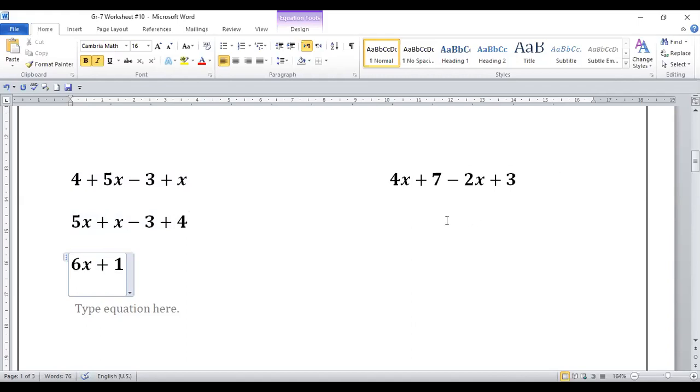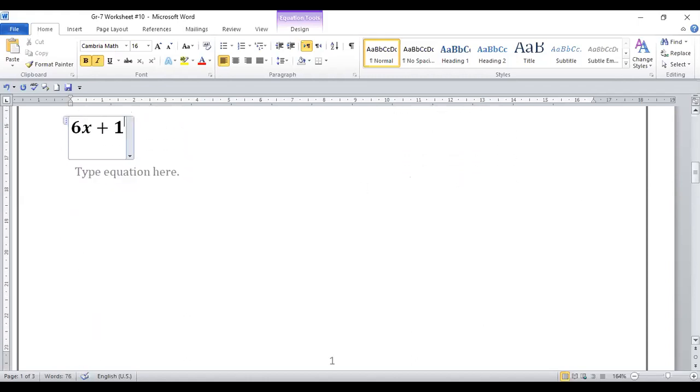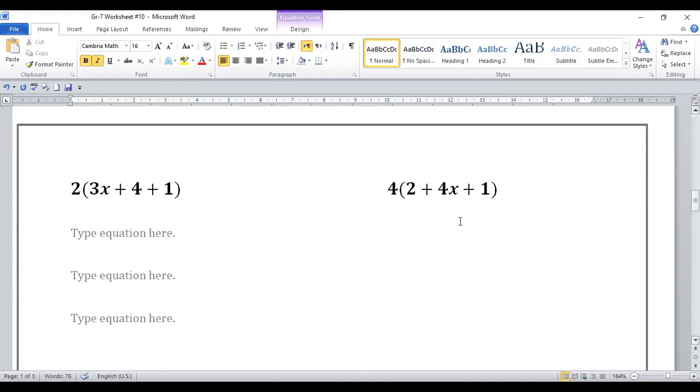Next, now this question, I leave it to you. Solve it and write your comment below. Now moving on to the next question, it's the same as the one we did previously.